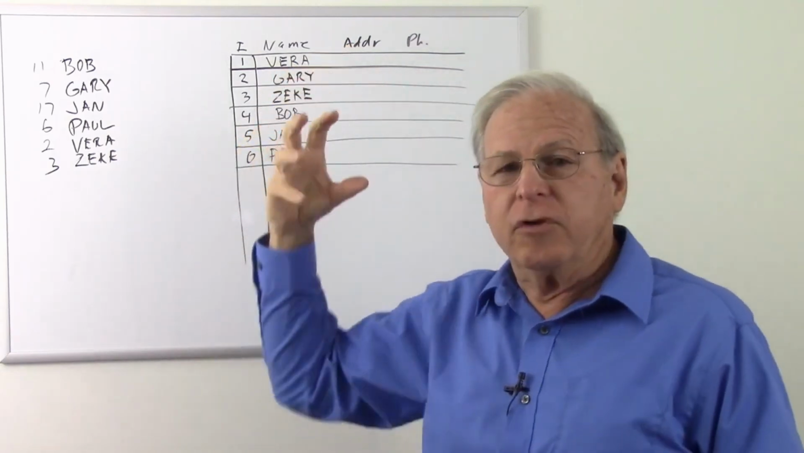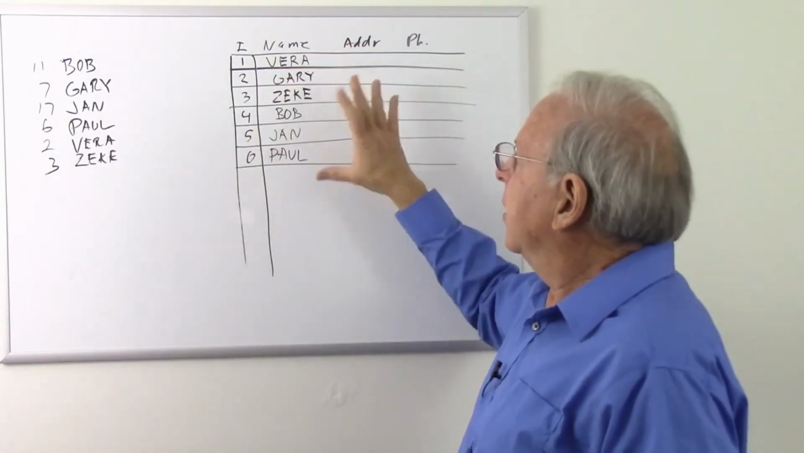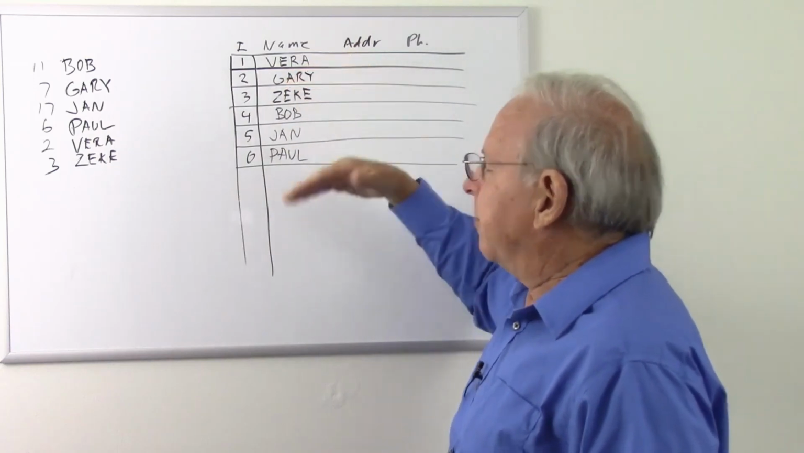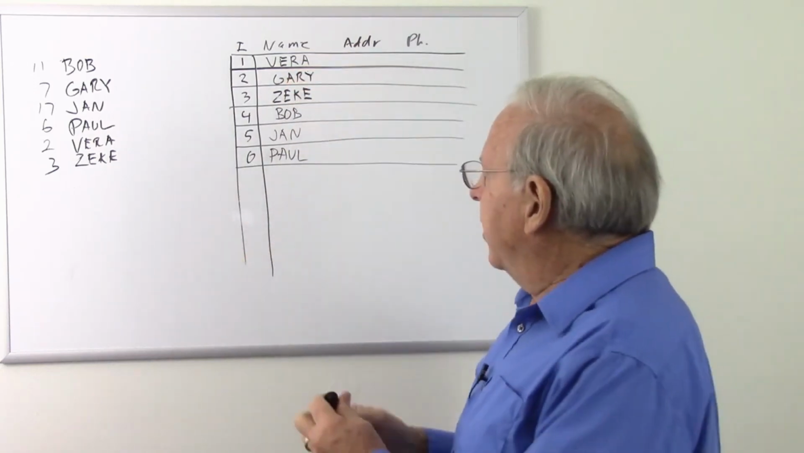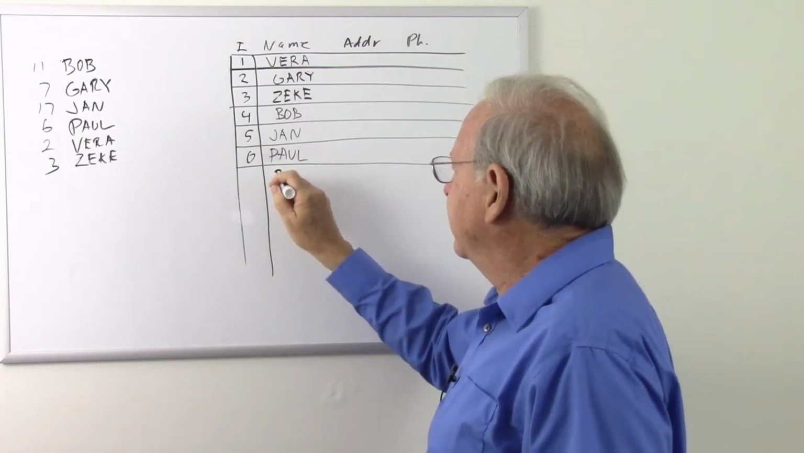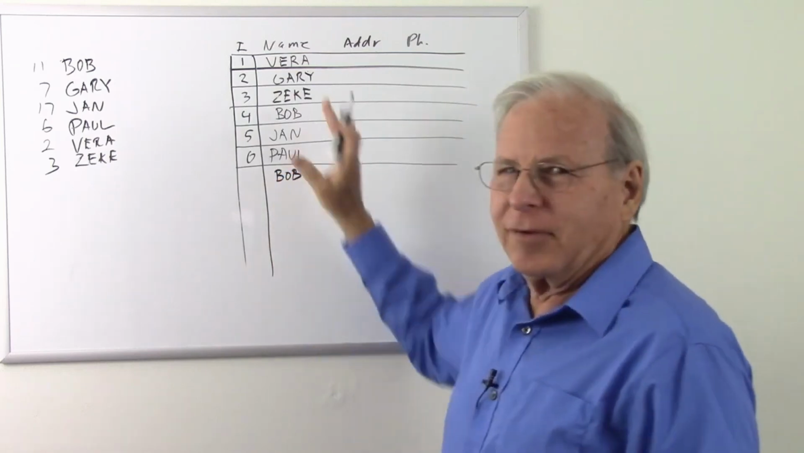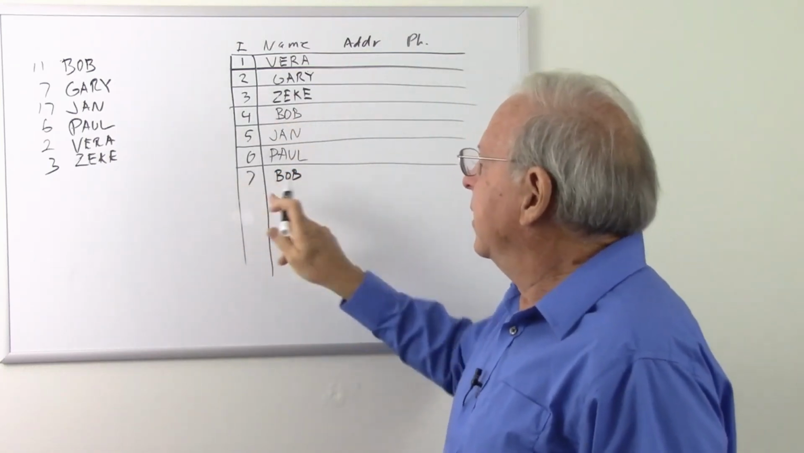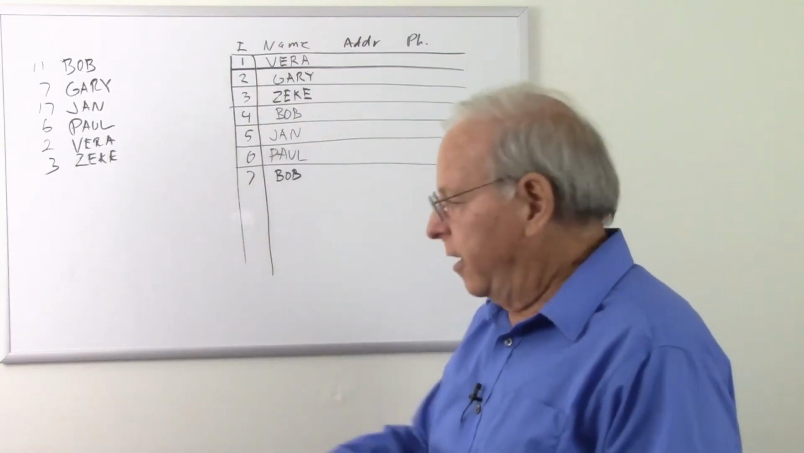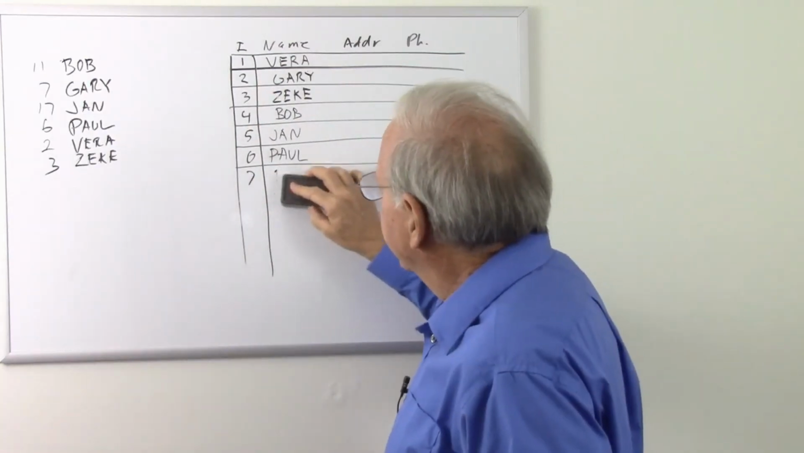This is used internally by the program to make sure that, for example, if I have 2 Bobs, do I have the right Bob? So if there's another Bob, some other Bob, he's number 7, I know that there's 2 different rows of data here. But we'll worry about that a little bit later.